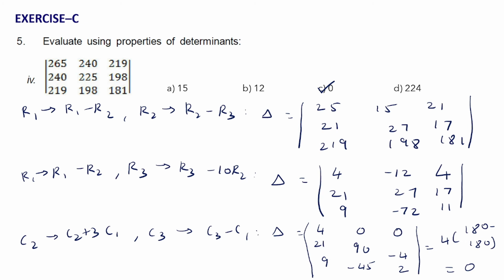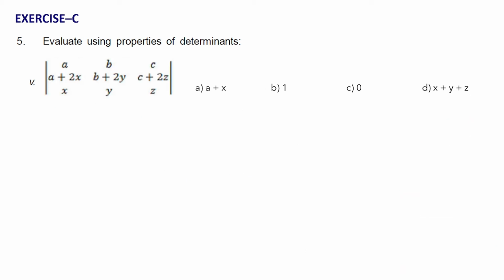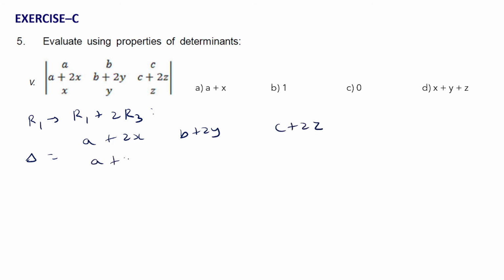So here we have to use the properties of determinant to find the value of the given determinant. Next question, determinant of A, B, C, A plus 2x, B plus 2y, C plus 2z, x, y, z. So this is relatively easy. Here we can do R1 changing to R1 plus 2 R3. If we do this operation, we get delta is equal to A plus 2x, B plus 2y and C plus 2z. The other rows remain the same.